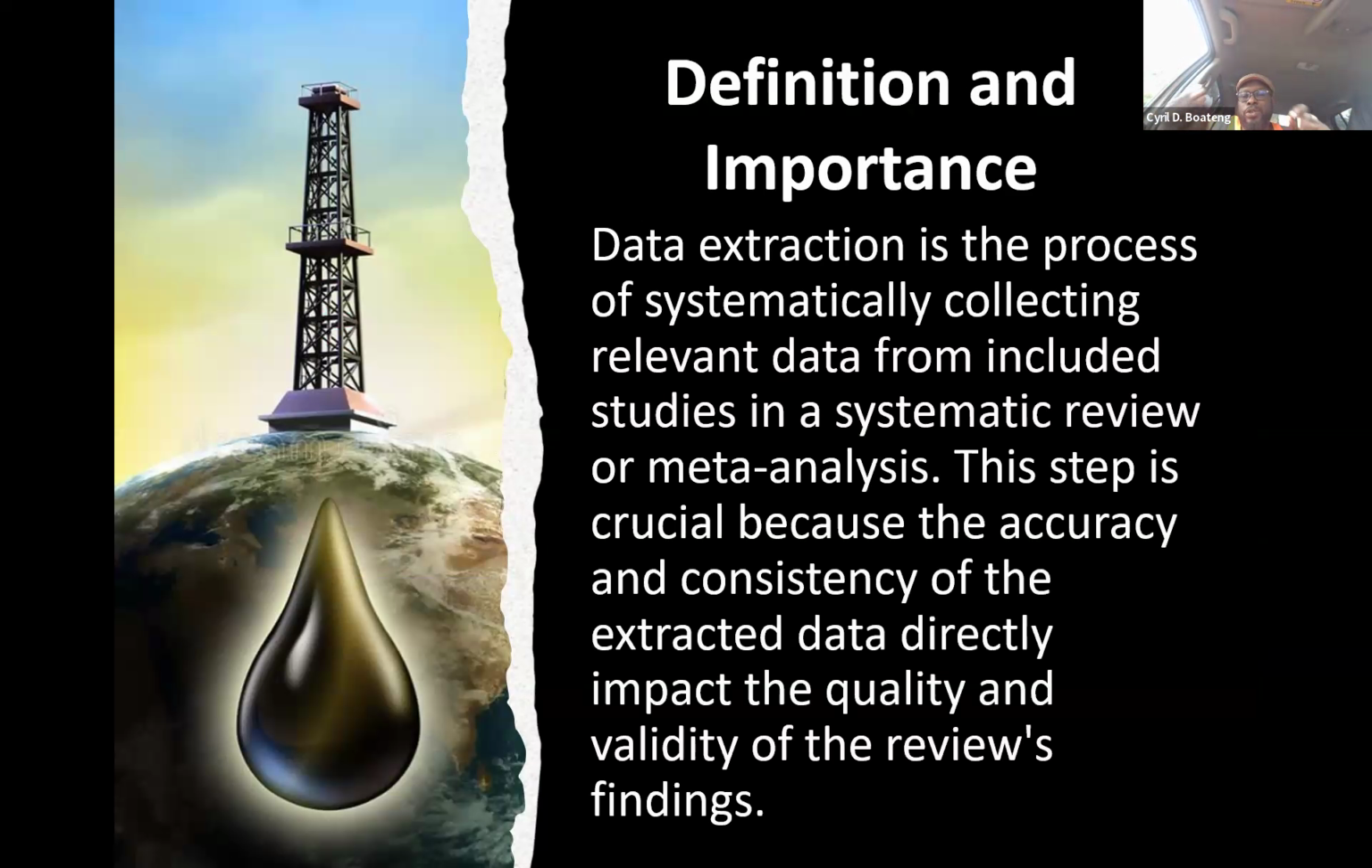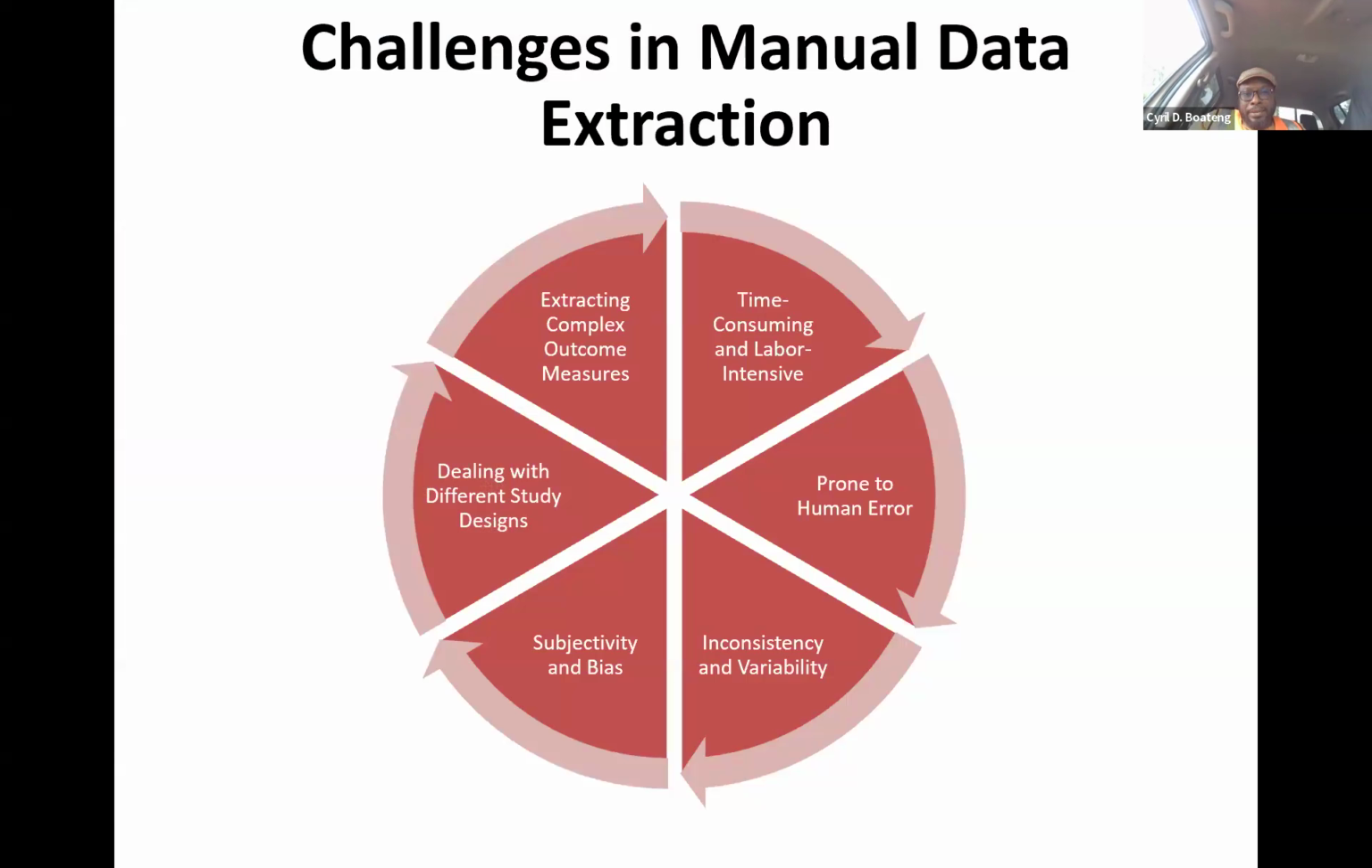And it's important because you want a lot of accuracy in how you take out that data, and you want to be consistent in how you take that data from different papers, okay? Because this will then impact the quality and the validity of your review's findings, right?